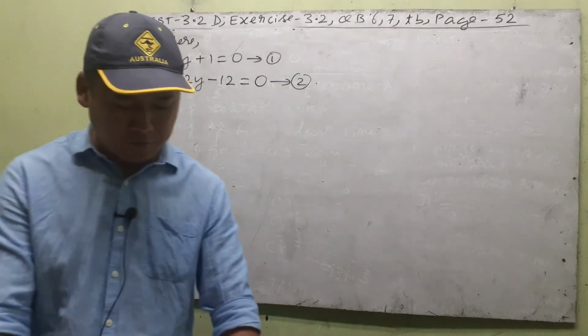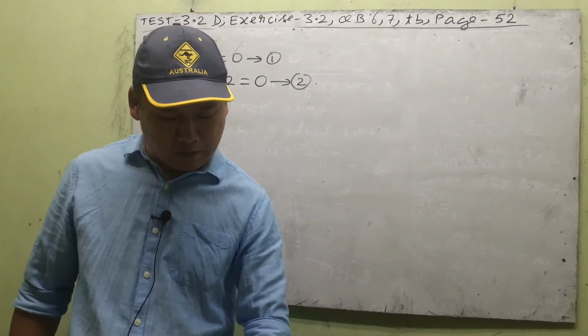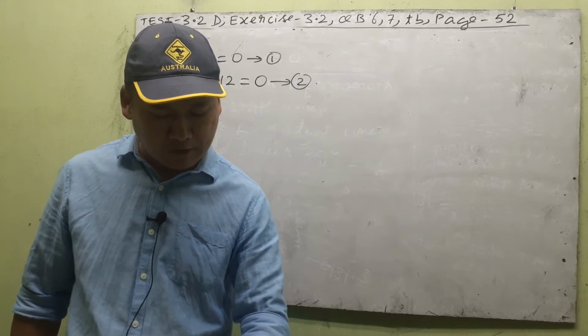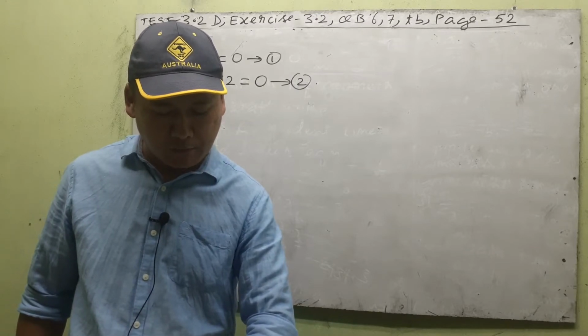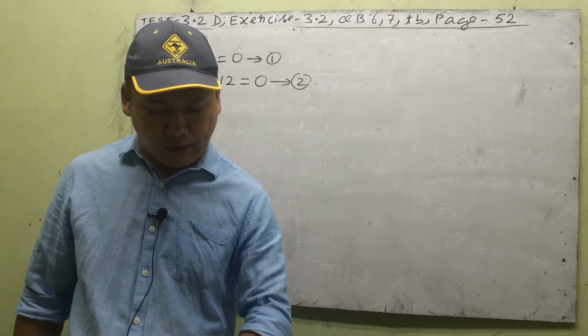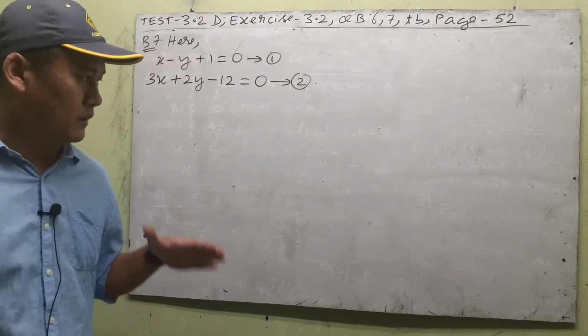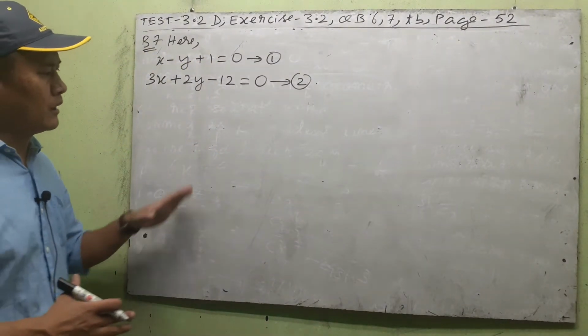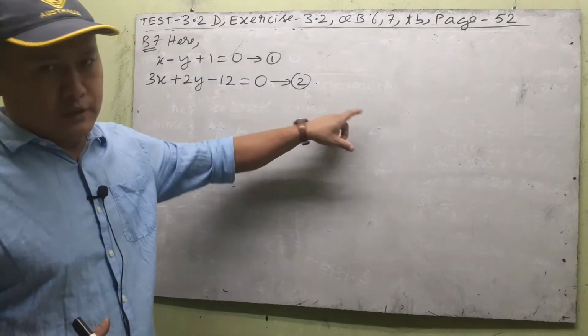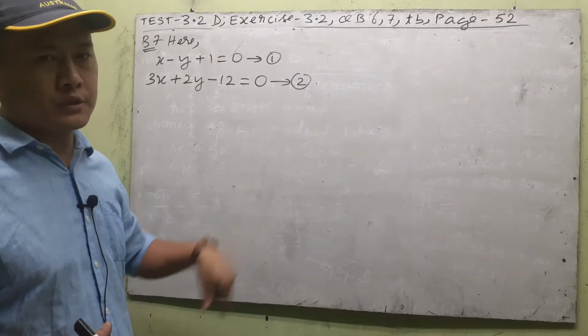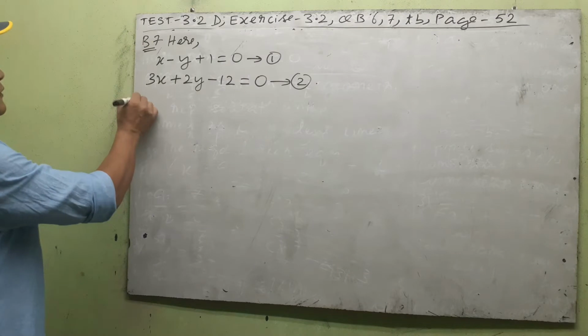So draw the graph of these two equations. Then determine the coordinates of the vertices of the triangle formed by these two lines and the x-axis. These two lines and the x-axis will form a triangle. They're saying find the coordinates of the vertices, the three sharp points in the triangle. Let's start from equation 1.